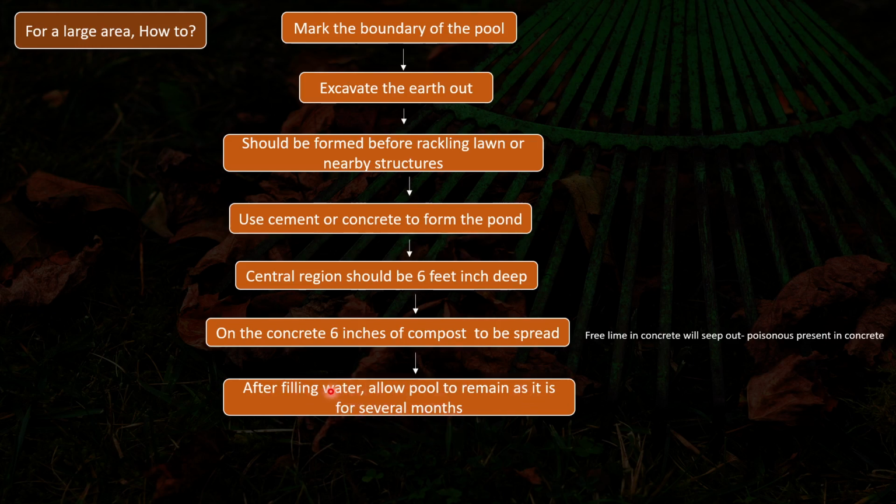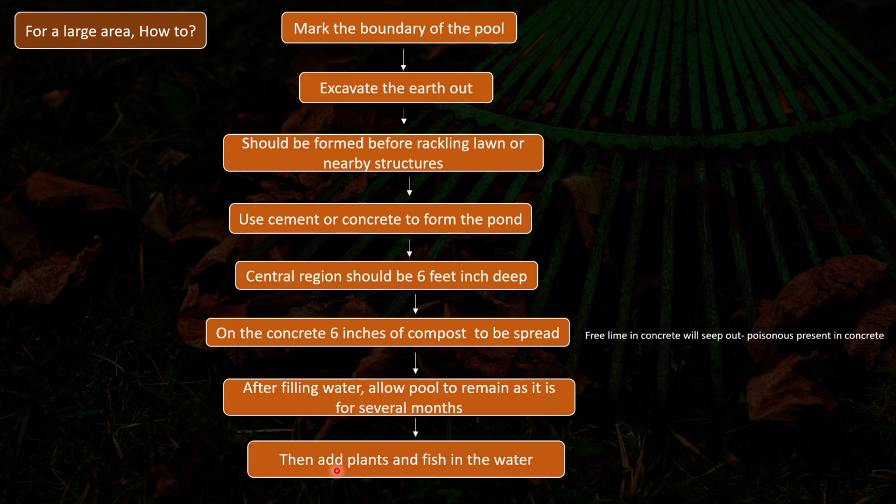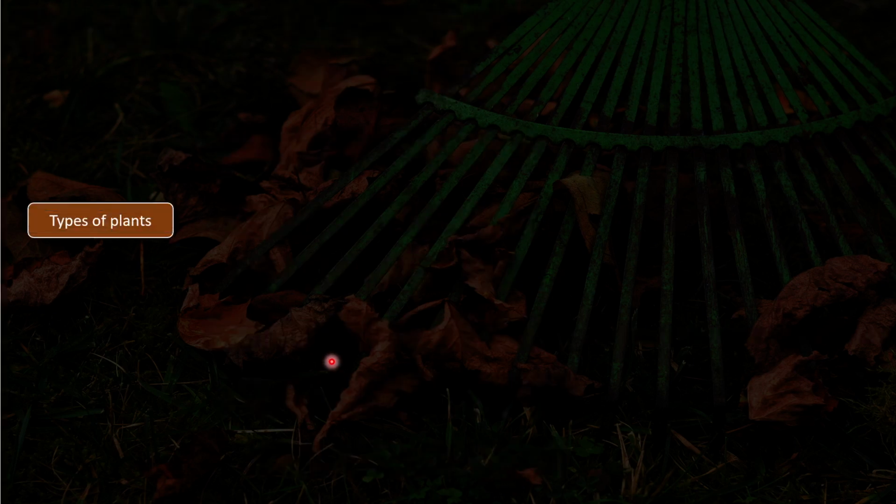So after you fill water in your pond, allow the pool to remain as it is for several months, because as I said, that will allow the lime to seep into the water, and later on you can remove that water, and then you can add new water in which aquatic plants will survive. Otherwise, the lime and other chemicals will kill the aquatic plants. And now you can add the plants and fish in the water. This is how you can make a pond in a larger area.